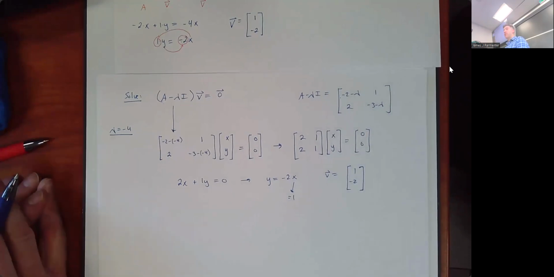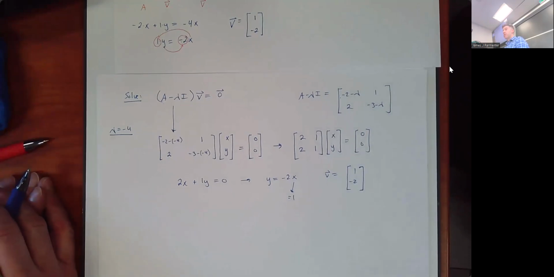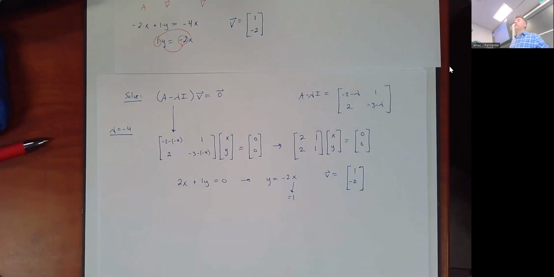Same eigenvector. So which way do you want to do it? Take your pick. But make a choice. Make a choice and stick with it. So you just do it the same every time.